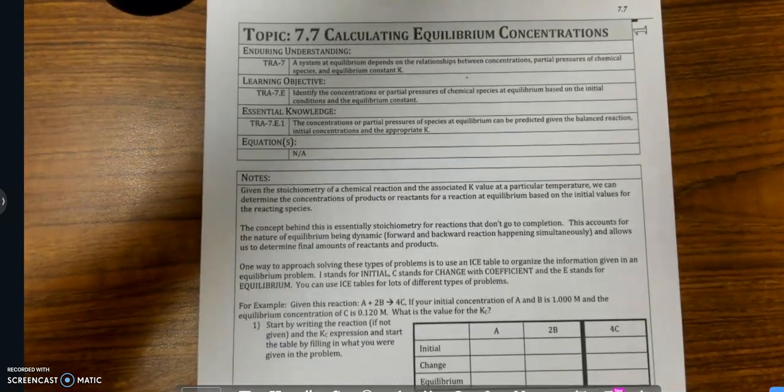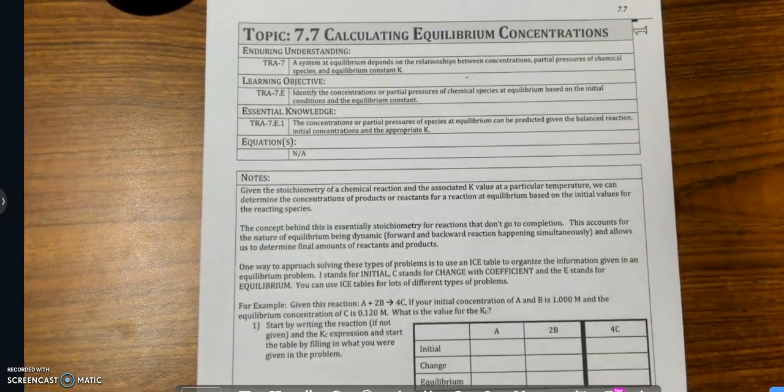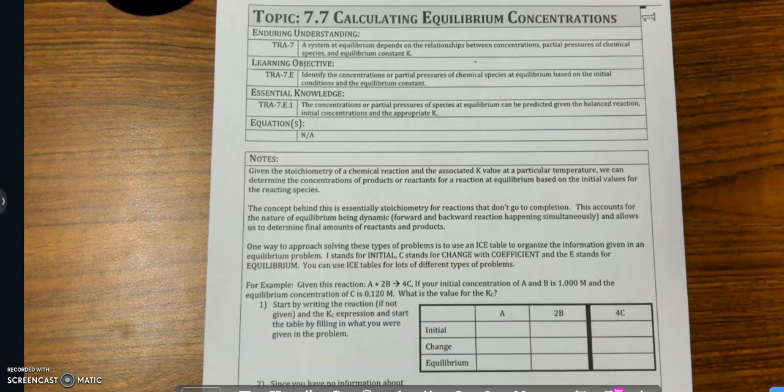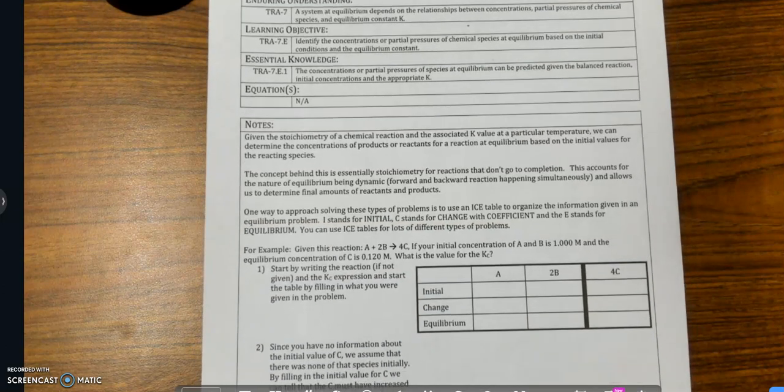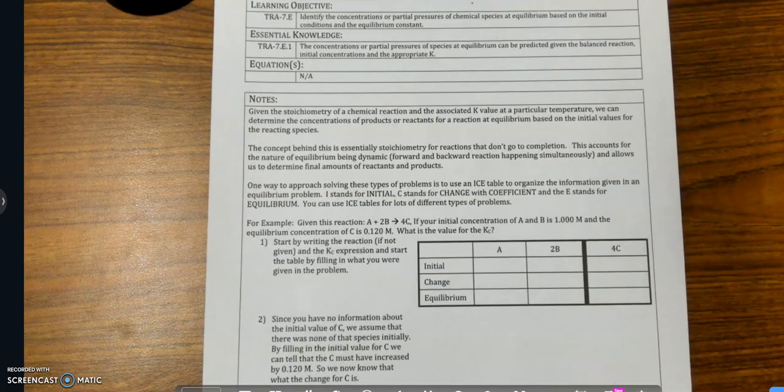Okay, so we are going to go over just the first couple problems in topic 7.7, calculating equilibrium constants. And remember that previously to this, what you probably were doing was you were given values of concentrations at equilibrium, and then you were just calculating K.